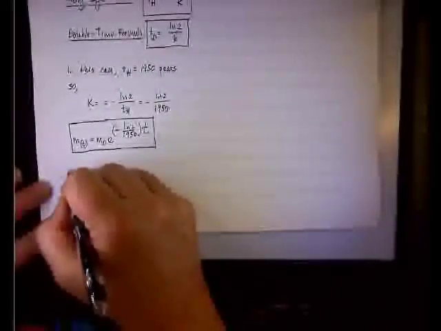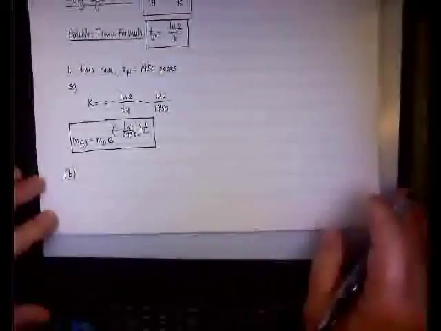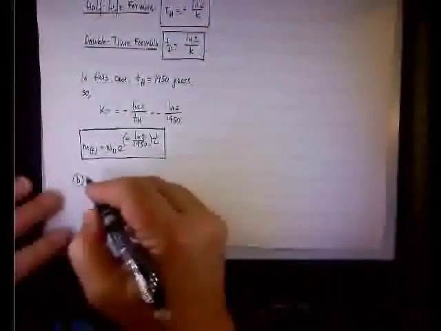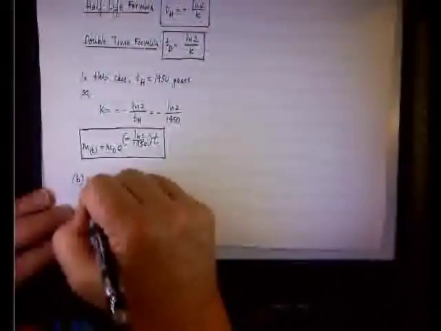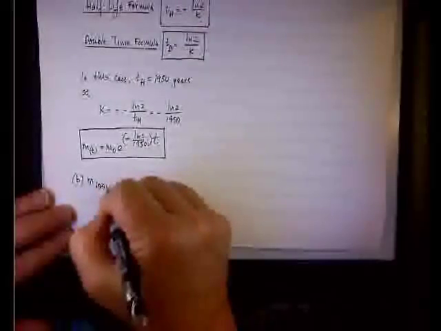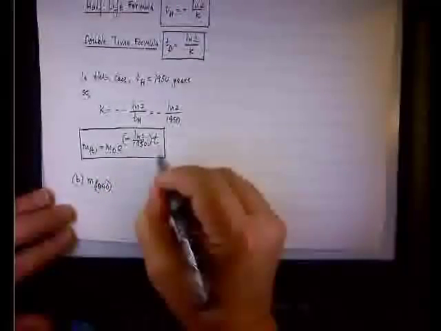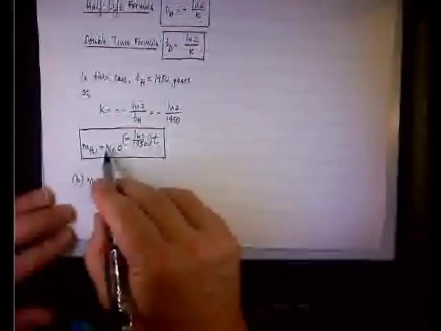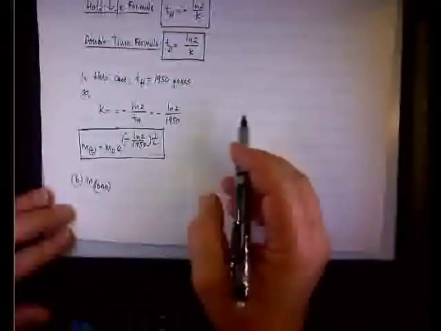Okay? And now we are getting to part B. In part B, we are asked to find what happens after 1,000 years. Well, that's easy enough. After 1,000 years, we start with 100. By the way, this is 100. So you can go ahead and replace m sub 0 with 100.